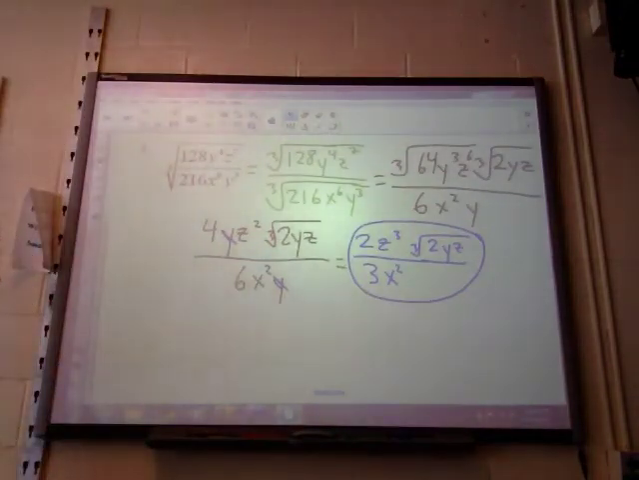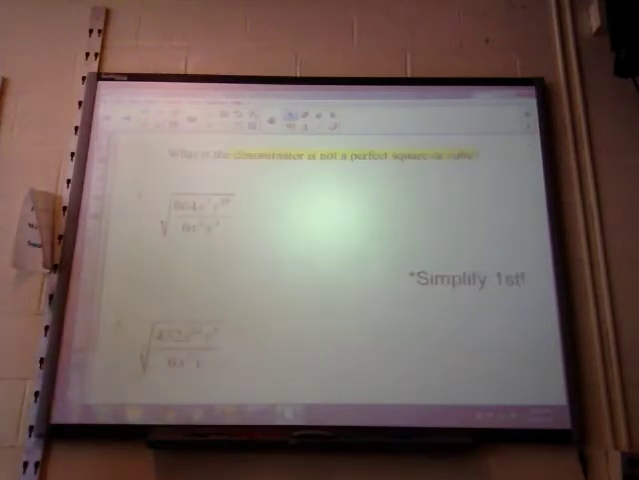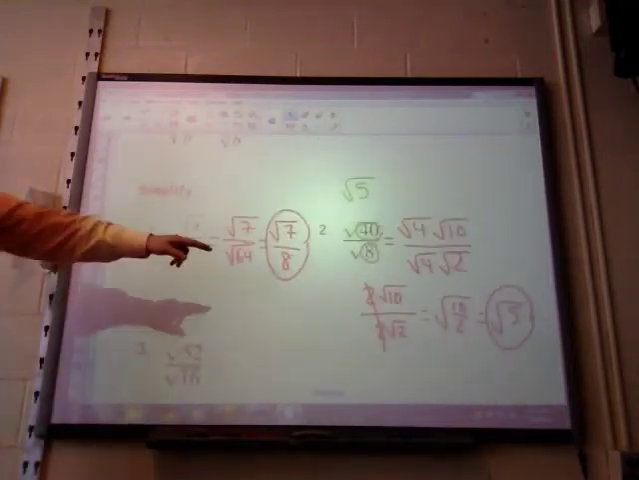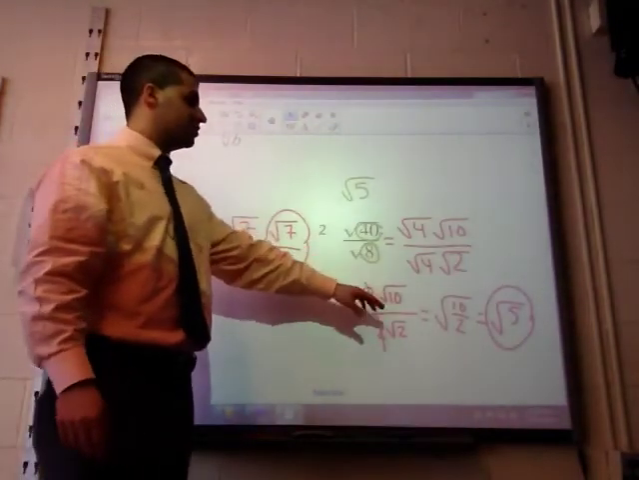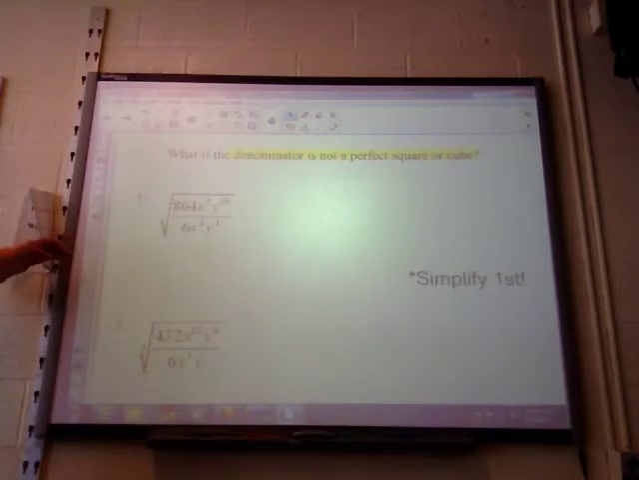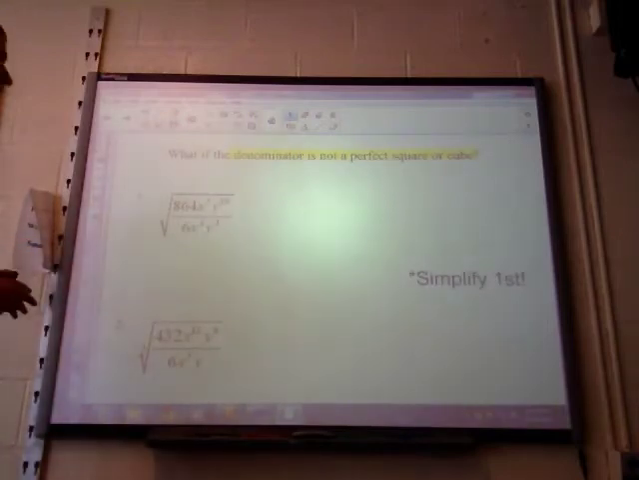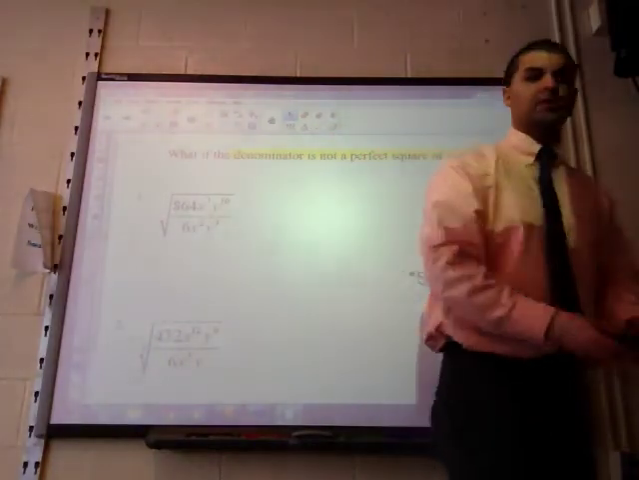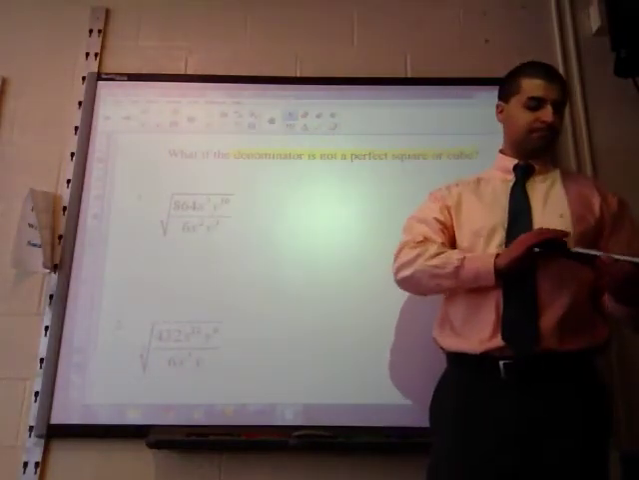Alright, so that's how to do these problems when you have something that's perfect square or perfect cube on the bottom. Now there's cases where it's not a perfect square or perfect cube. And that kind of goes back to what we did on this problem right here, where we simplified first as opposed to doing all this work. When you don't have a perfect square or perfect cube on the bottom, you want to simplify your numbers. So let's try by dividing these numbers first and doing the quotient rule with our variables.